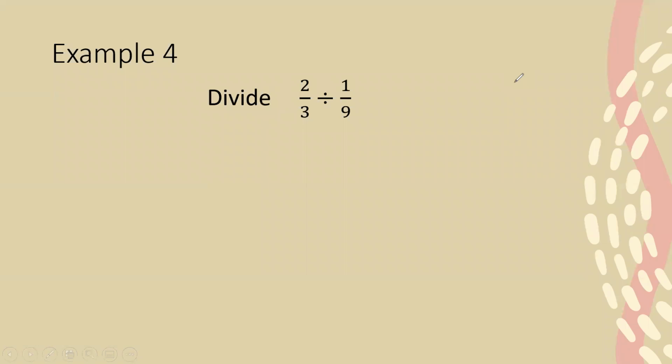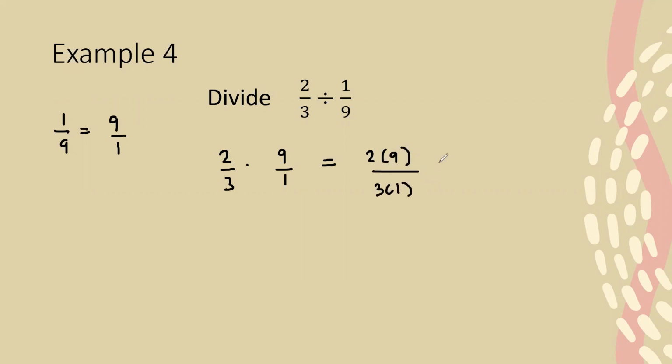Here we're asked to divide 2/3 by 1/9. So I'm going to find the reciprocal of 1/9. That would be 9/1. Now to divide, I multiply by the reciprocal. So I multiply 2/3 by 9/1. And to multiply fractions, we multiply the top times the top and the bottom times the bottom. 2 times 9 will give me 18, and 3 times 1 will give me 3. You can reduce this to 6.